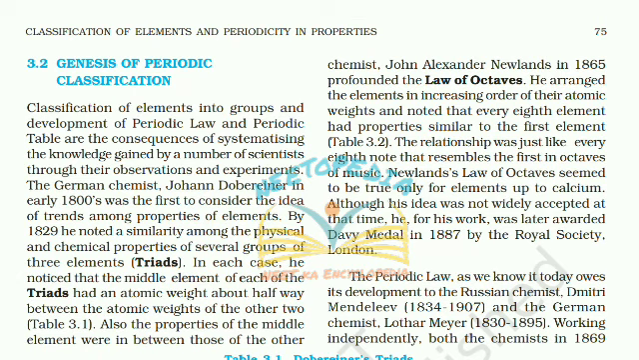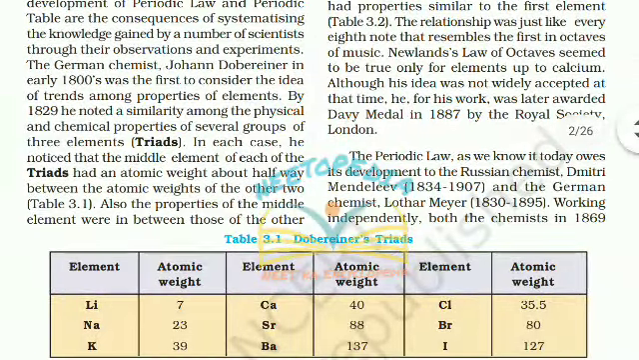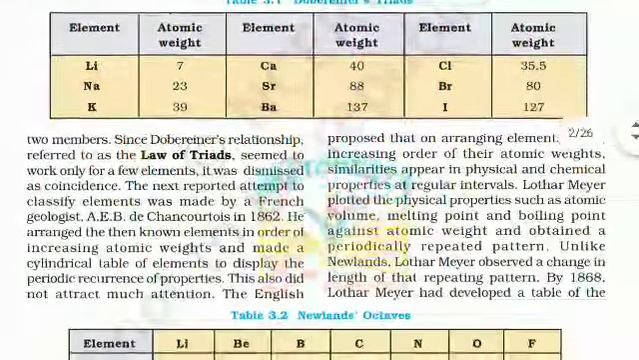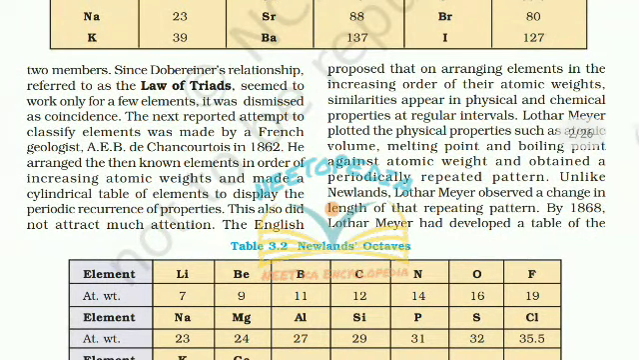The German chemist Johann Dobereiner in the early 1800s was forced to consider the idea of trends among properties of elements. By 1829, he noted a similarity among the physical and chemical properties of several groups of three elements called triads. In each case, he noticed that the middle element of each triad had an atomic weight that was the average of the other two. Also, the properties of the middle element were in between those of the other two members. Since Dobereiner's relationship, referred to as the law of triads, seemed to work only for a few elements, it was dismissed as coincidence.